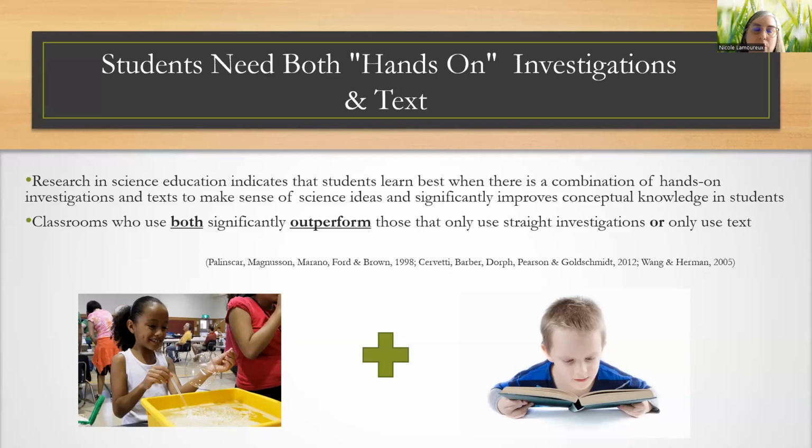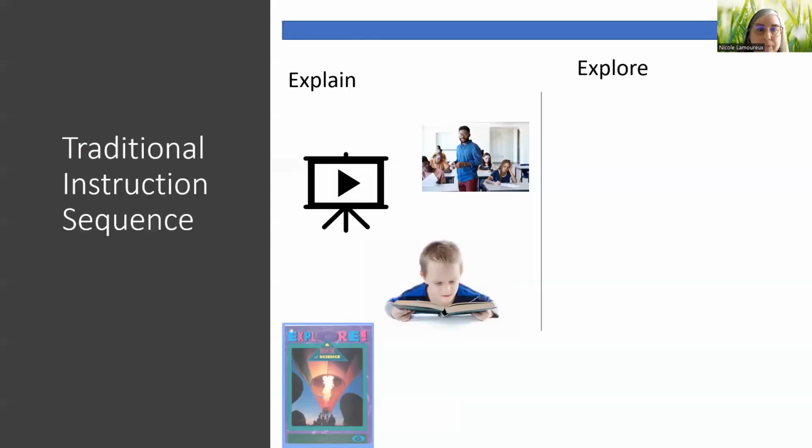So in the research, the researchers asked, okay, what is the best way to learn science? They looked at groups that did hands-on investigation only, or learned science through text only, or a combination of hands-on investigation and text. And the classrooms that used both hands-on investigation and text significantly outperformed those who did only straight hands-on investigations or used text only. Okay, because it's about making meaning and understanding the world around you.